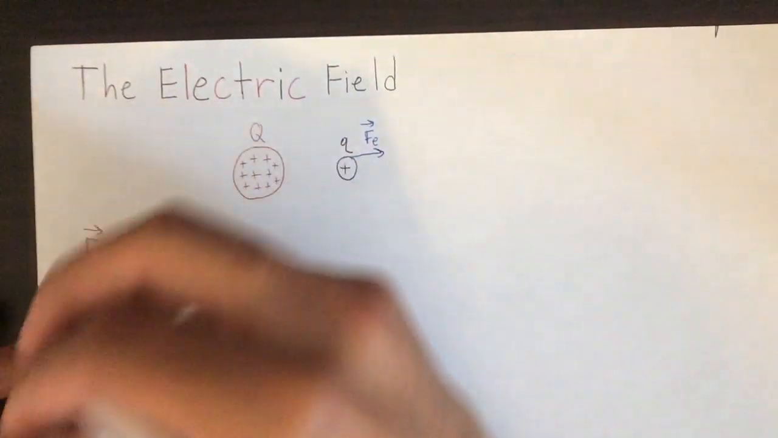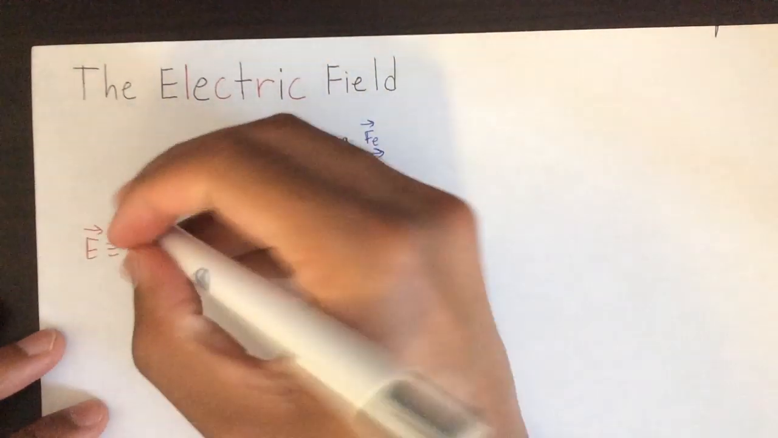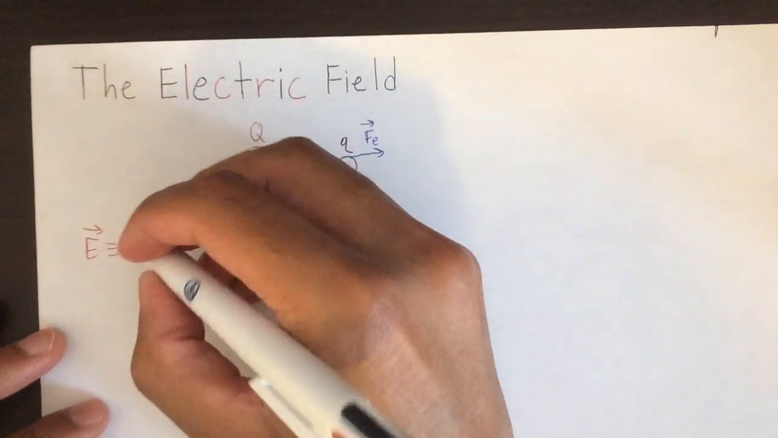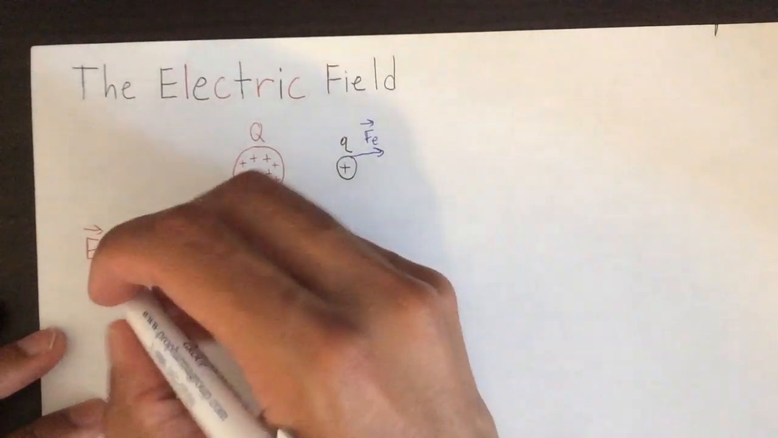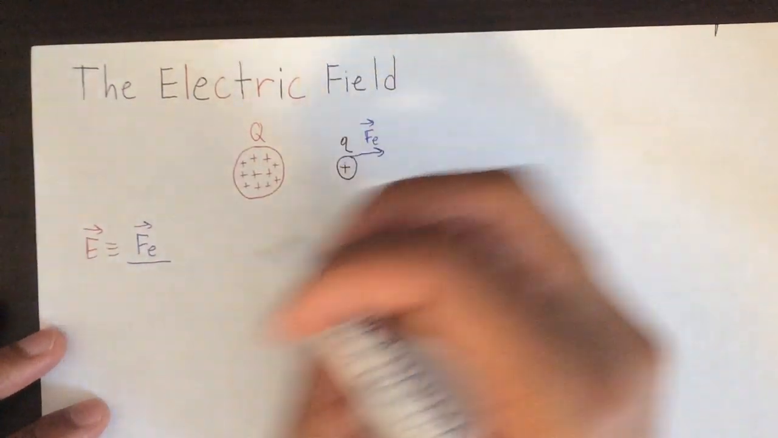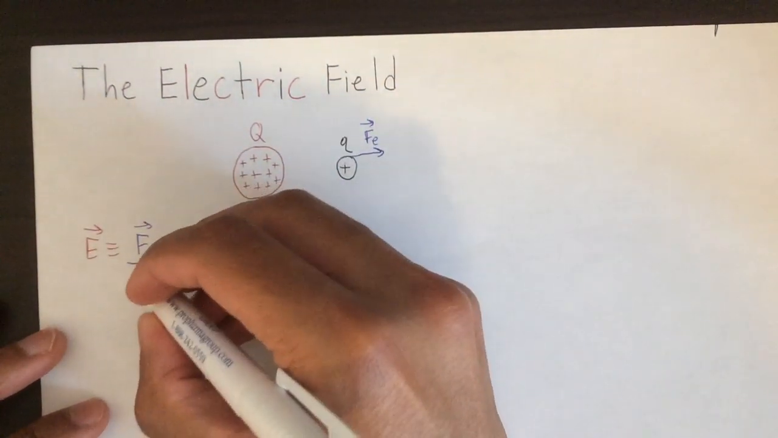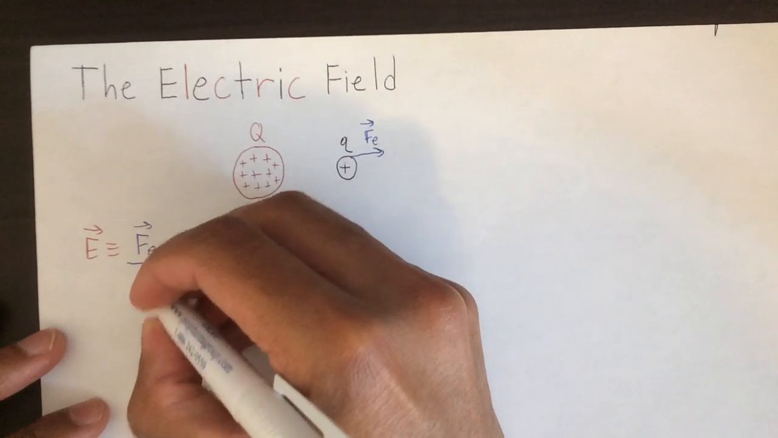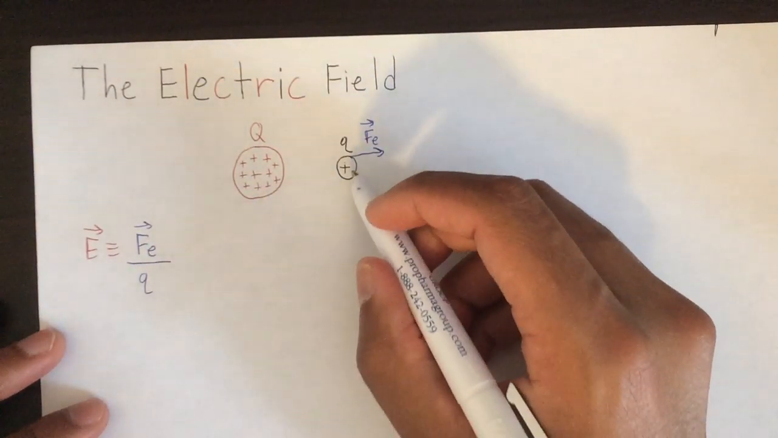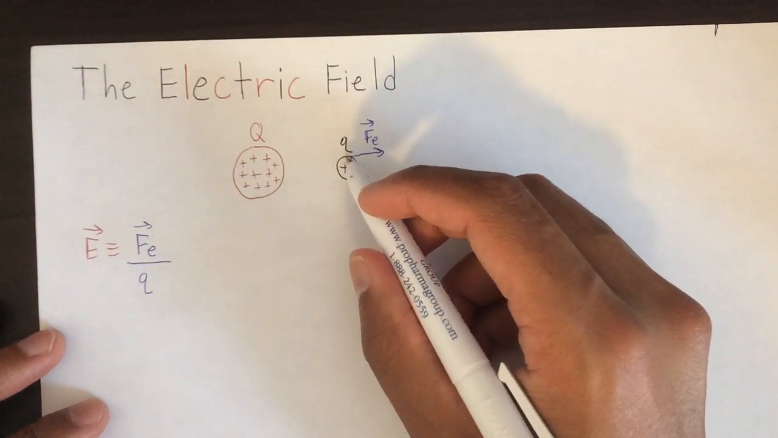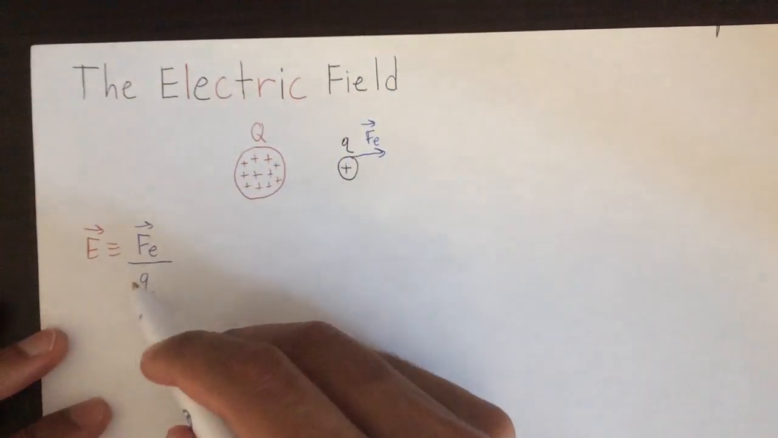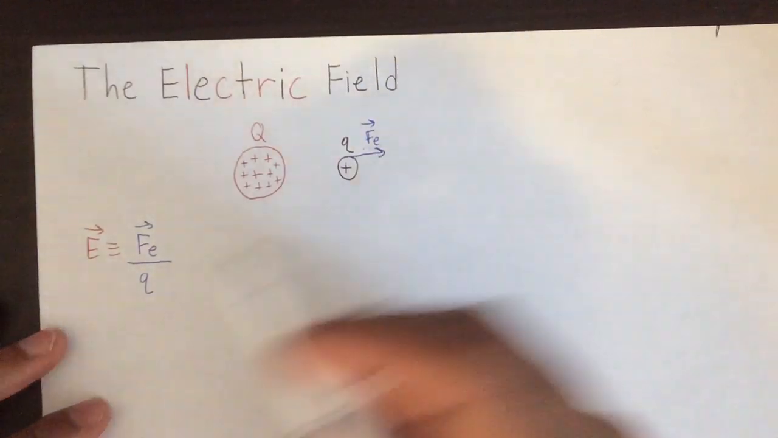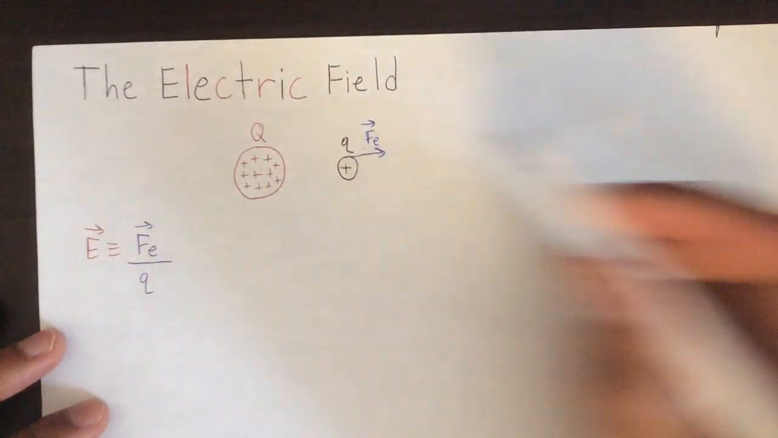So E is equal to the force vector Fe that's felt by an electric charge due to the presence of another electric charge, divided by that charge's value. So in this particular case, it's going to be Fe here divided by Q, which is here.